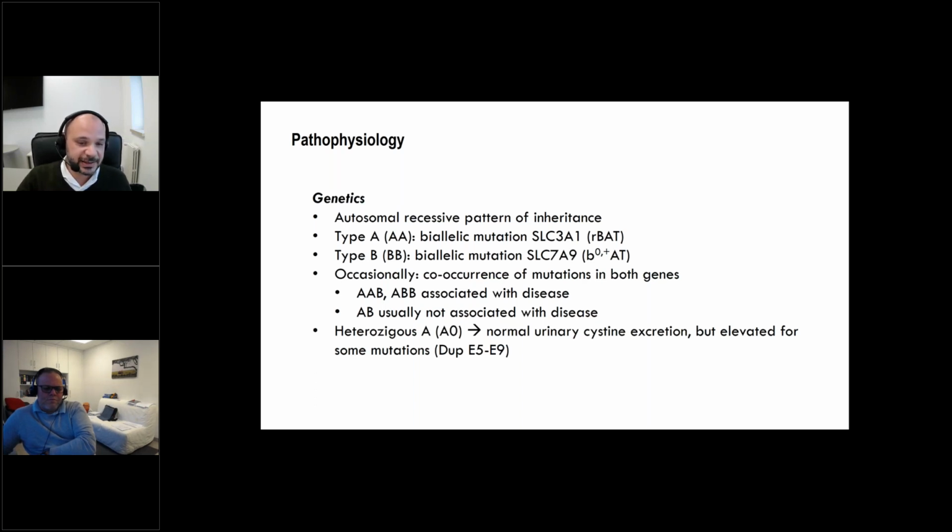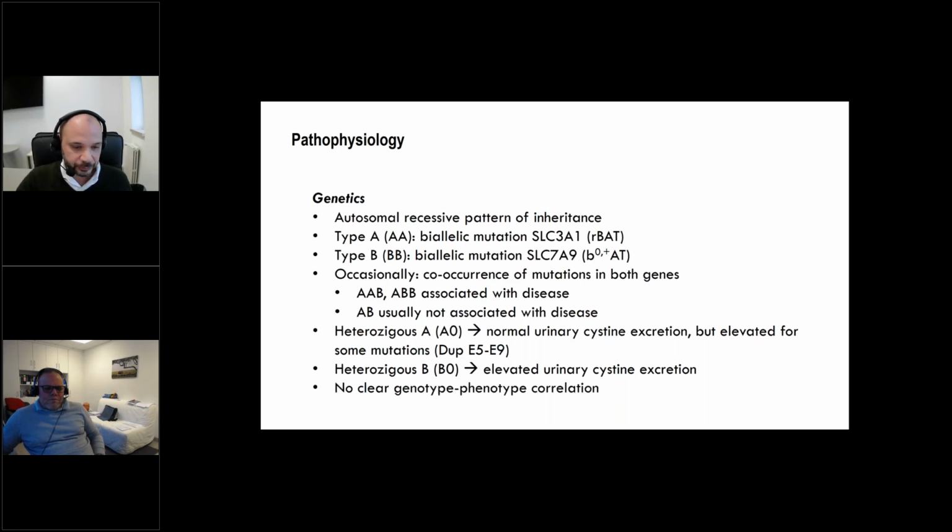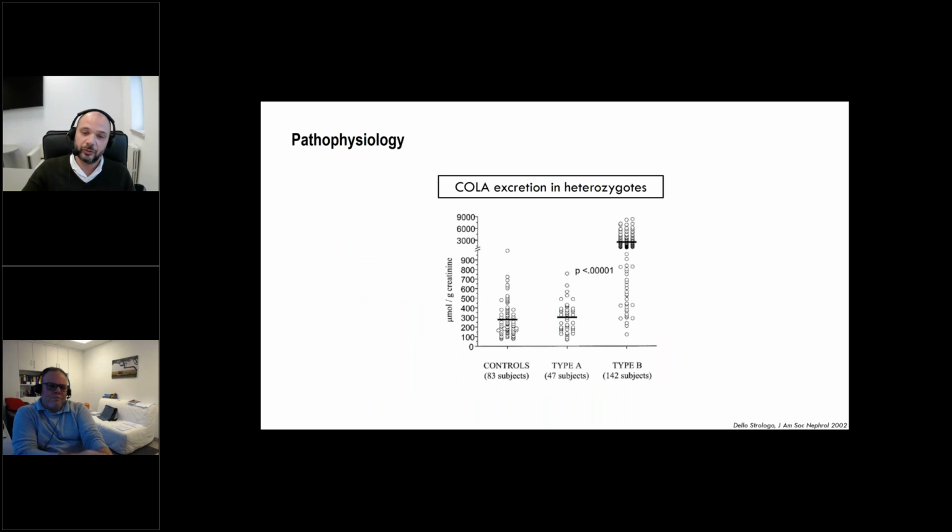Individuals heterozygous for SLC3A1 generally have normal urinary excretion of cysteine, unless there are some specific mutations such as duplication of the exons 5 to 9. On the other hand, heterozygotes for SLC7A9 tend to have elevated urinary cysteine excretion, and sometimes they form cysteine stones, which is the reason why SLC7A9 can be considered as autosomal dominant in terms of pattern of inheritance with incomplete penetrance. To date, we don't have a clear genotype-phenotype correlation, and this, together with other diagnostic features that we will see in a moment, is the reason why genetic analysis is not central in this disease compared with other rare conditions.